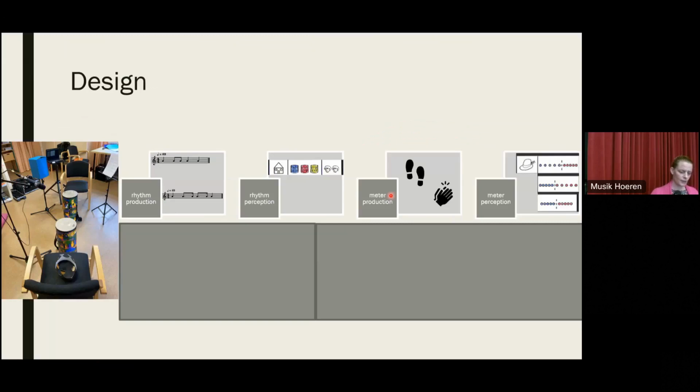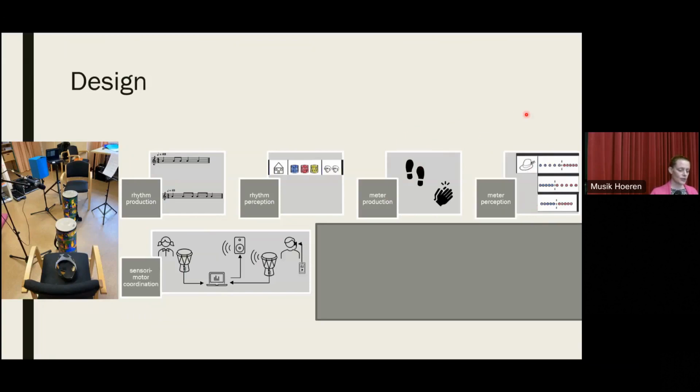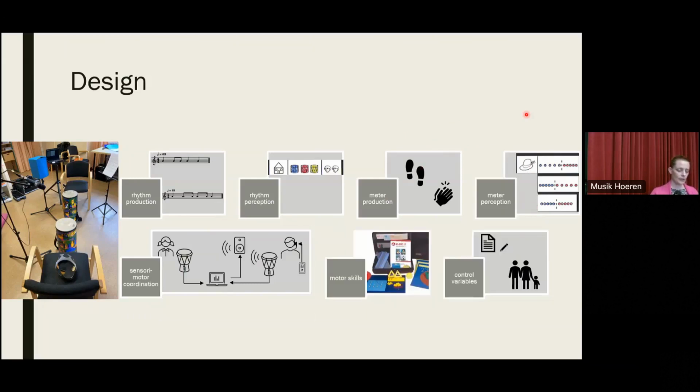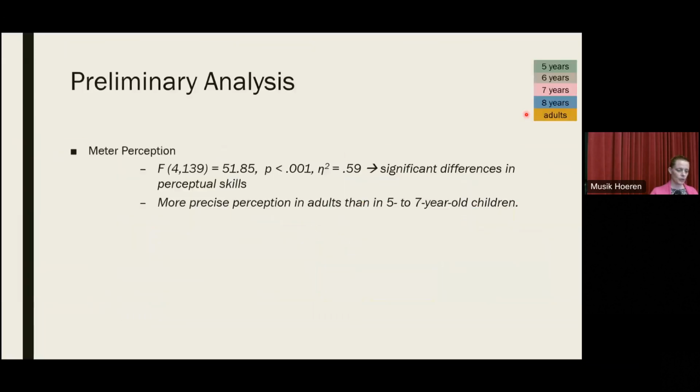And the interesting thing for today are those. They had to execute meter by clapping or walking, and they had to listen to different meters and decide if one is faster than the other. And then we also had some social situations in which they should drum, either alone or with a social partner. And then we had our control variables, demographic information, and also the motor skills.